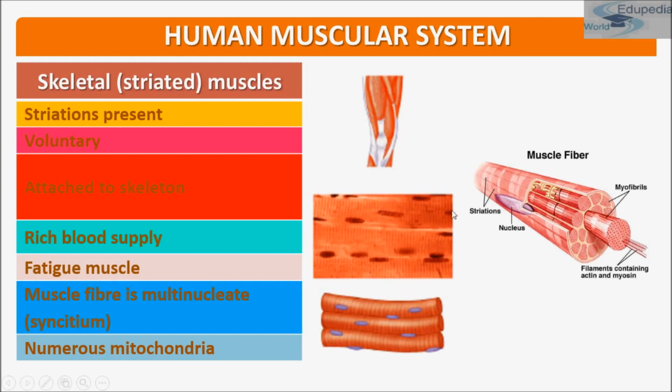See, these are myofibrils that have actin and myosin bands, and that is why it has a stripy appearance. It has multiple nuclei. That's the reason we call it syncytial, and it has a number of mitochondria also, because they are voluntary muscles, so they require more ATP for performing any function. That's the reason they have numerous mitochondria.